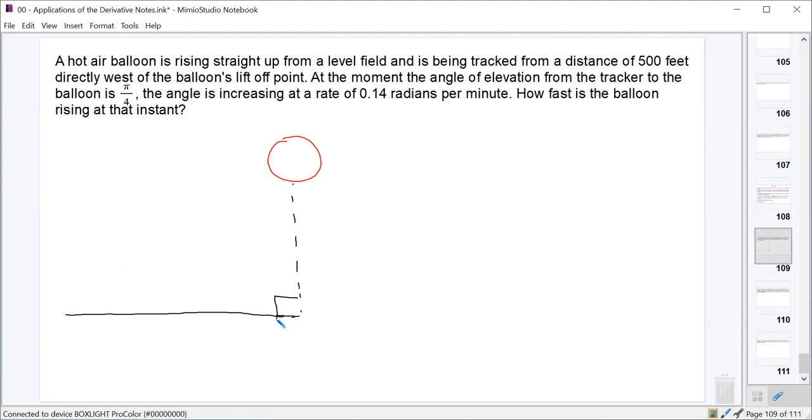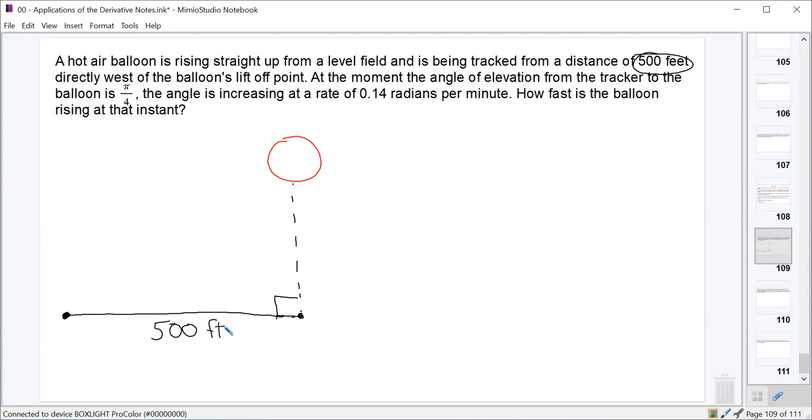It says we're tracking it from a distance of 500 feet directly west of the liftoff point. So we're standing over here watching this balloon rise and tracking its movement. The distance from where the balloon lifted off to where we're standing is 500, and that distance isn't changing. We're not moving, and the place that the balloon lifted off from doesn't change. So that 500 feet is a constant. We can label that in our picture.